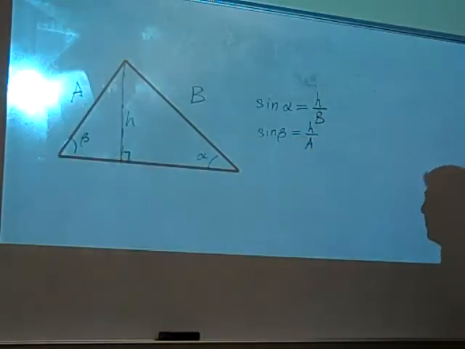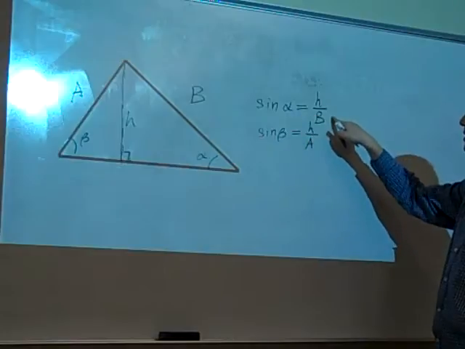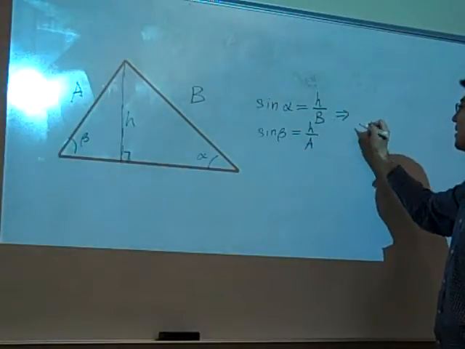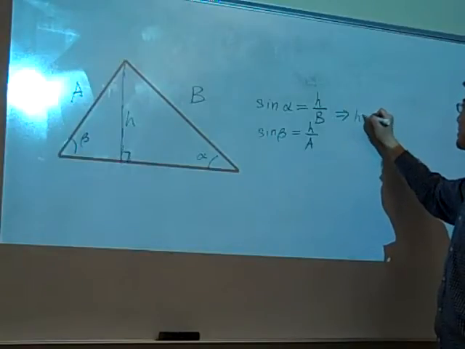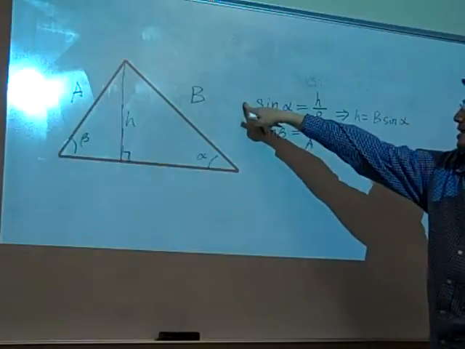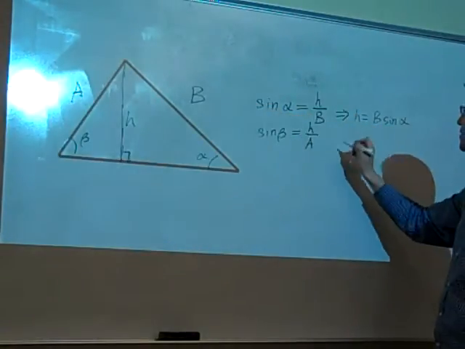Now what does that do for us? Well, it allows us to simplify these two expressions together. One thing is sine of alpha is equal to h divided by b. Multiplying by b, we get that h is equal to b times the sine of alpha. Just moving b to that side, we get b sine alpha equals h.